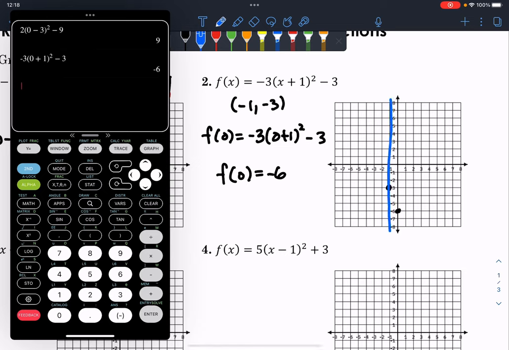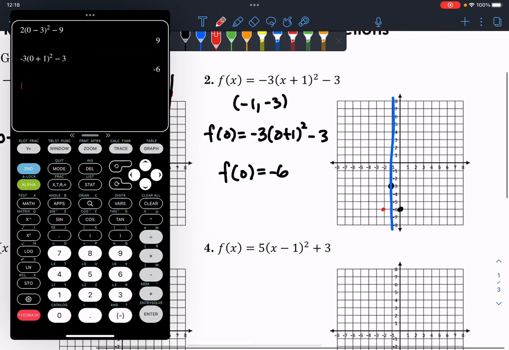And because of the symmetry, since this point is only 1 unit away from this axis, that means that on the opposite side, there has to be another point that's also going to be 1 unit away from that axis. So plotting and connecting those 3 points with a parabola gives us a graph of our quadratic.